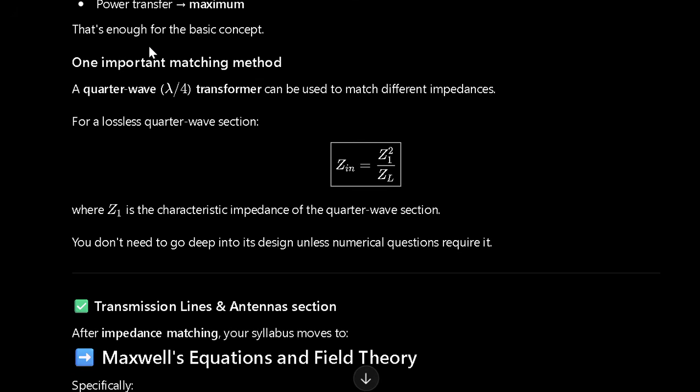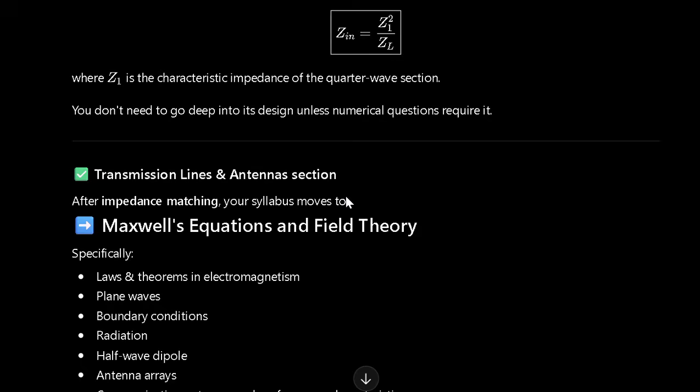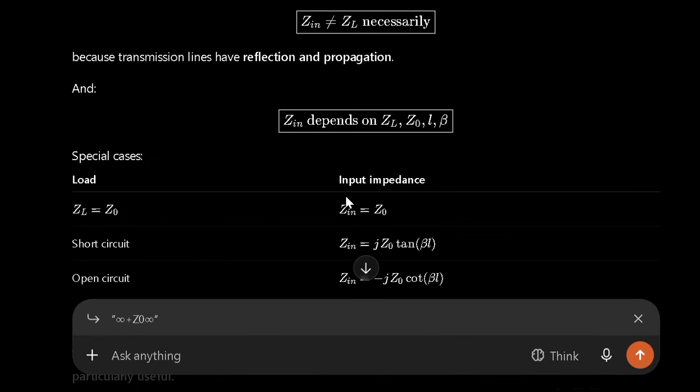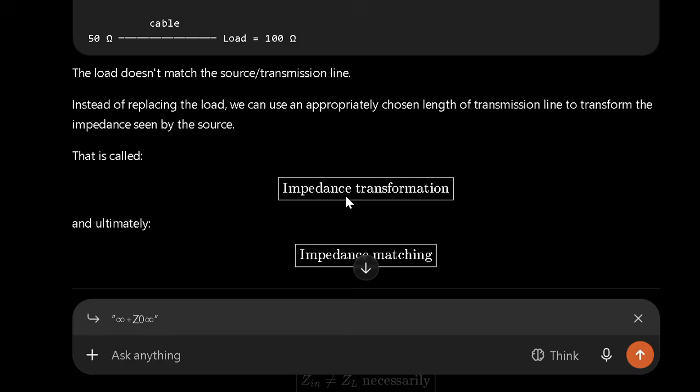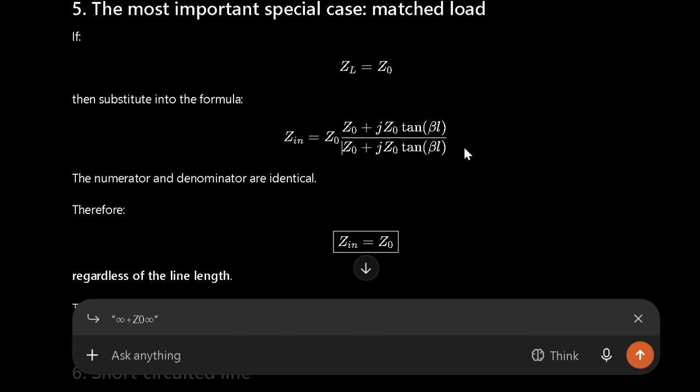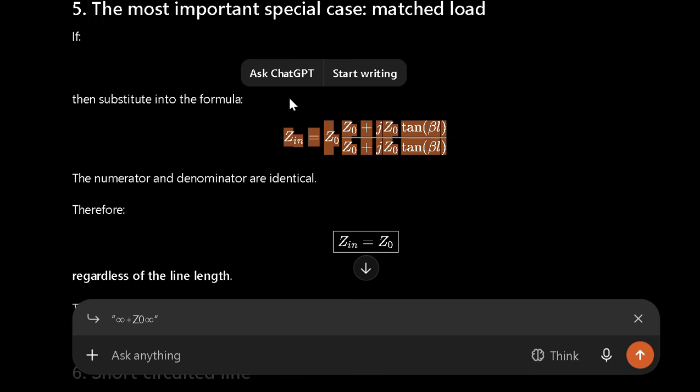This is another concept. A quarter wave lambda by 4 transformer can be used to match impedance. The lossless quarter wave transformer. So that's all for this. We have also skipped, for time, the derivation of this tan beta.